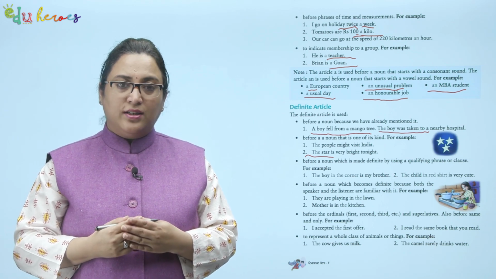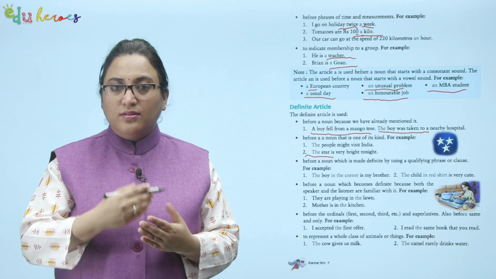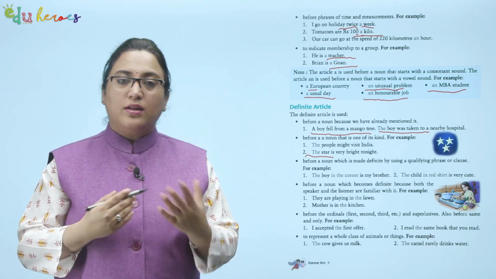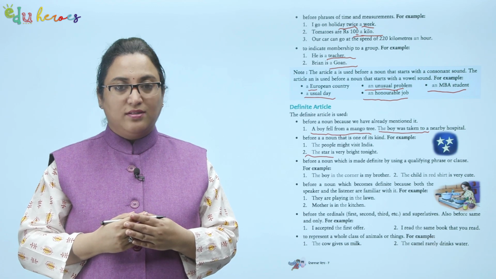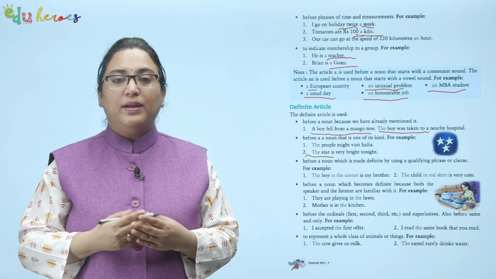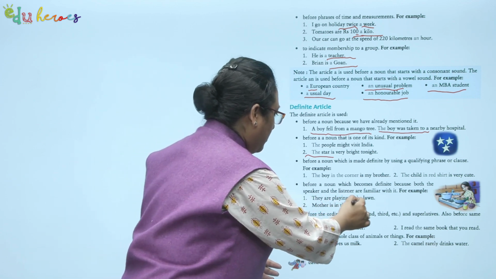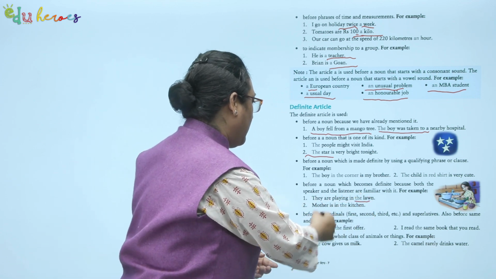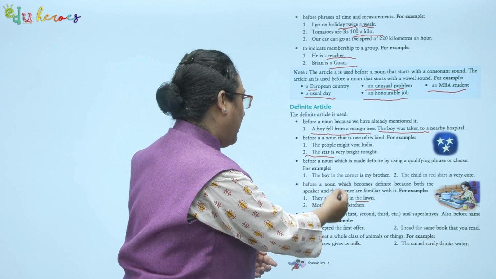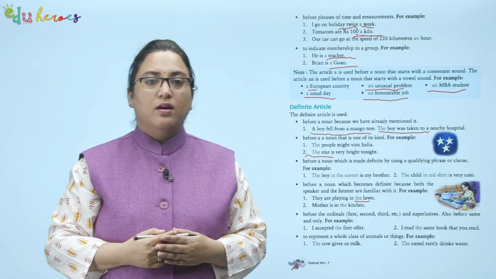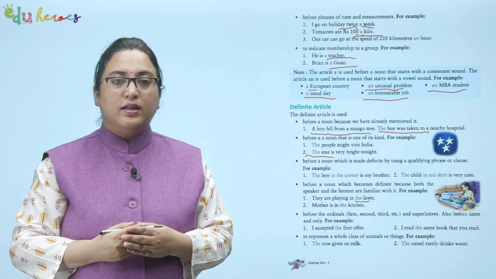The next category is before a noun which becomes definite because both the speaker and the listener are familiar with it. Like, they are playing in the lawn. So here, this is the article and both the listener and speaker are familiar with this. Mother is in the kitchen.